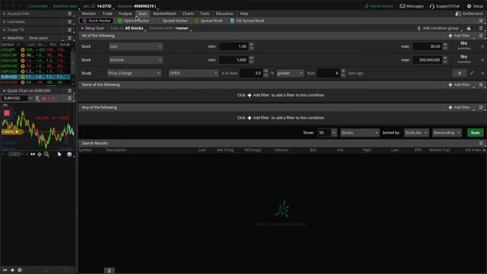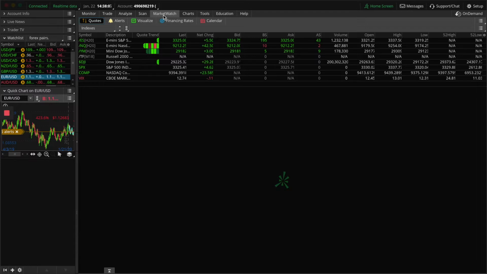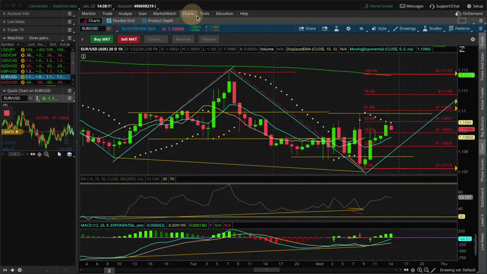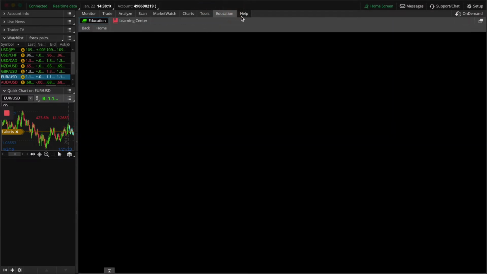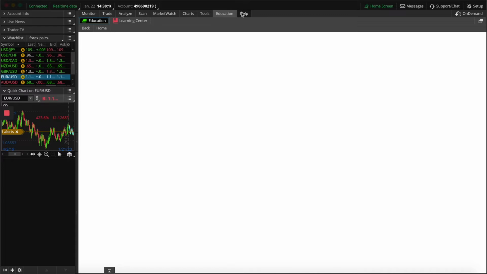So this is kind of like your search, and it has different variables that you can adjust, and then it'll ring up your search results down here. Then you got the market watch. I don't really use this again. I really just stick to charts, y'all. So tools, education, I don't really use their education.